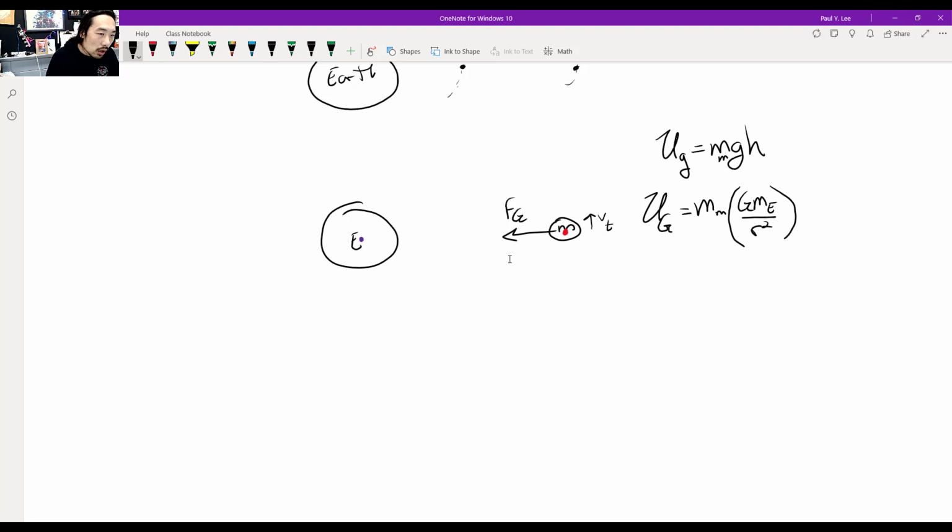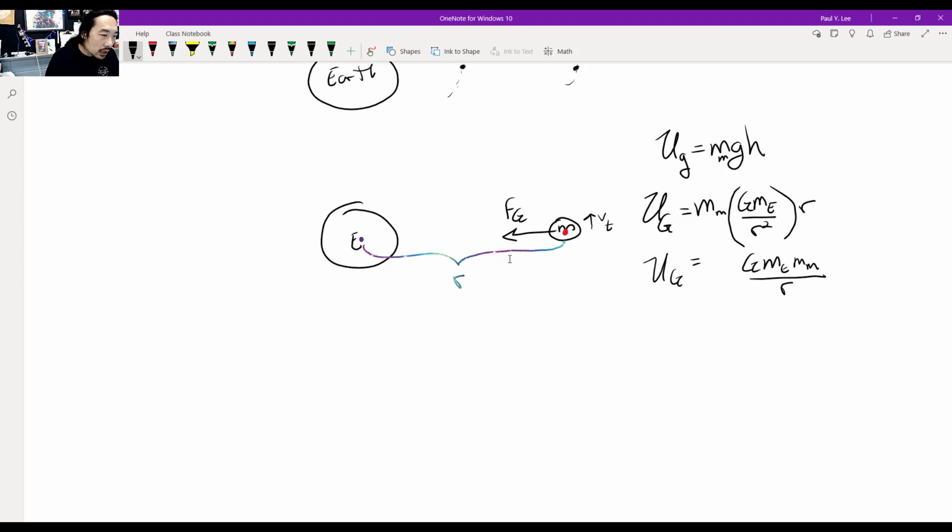Okay, times, and we're not going to say h here because we're not looking at a height between those two dots, but rather a radius of r. So times r. And if we do some algebra there, we will get G, m1 or me, m2 or mass of the moon, r in the numerator, r in the denominator. One of those r's cancels out, so that gives us a r.